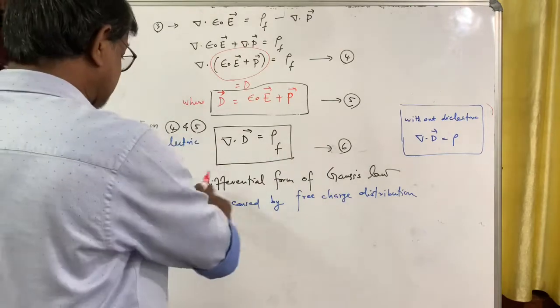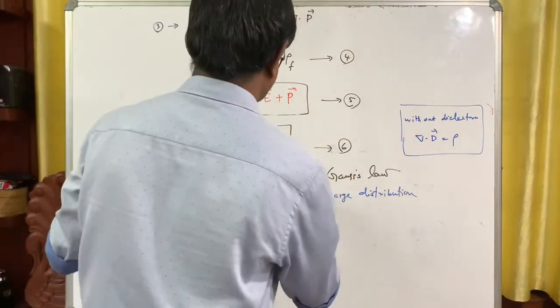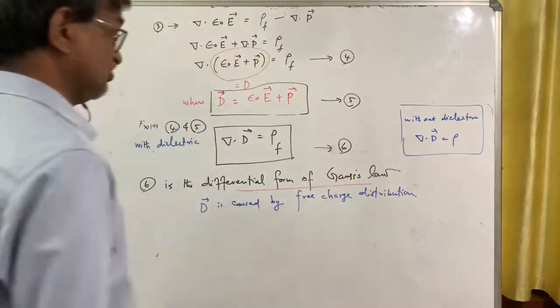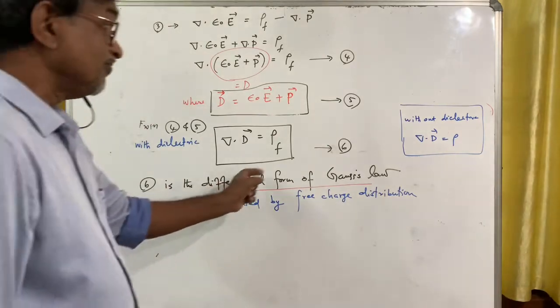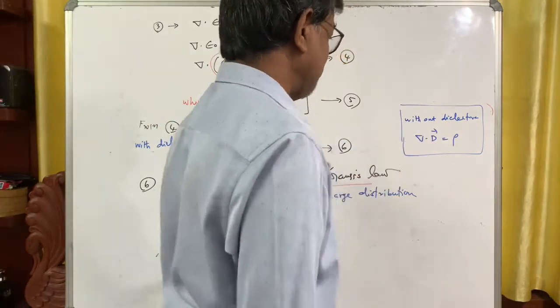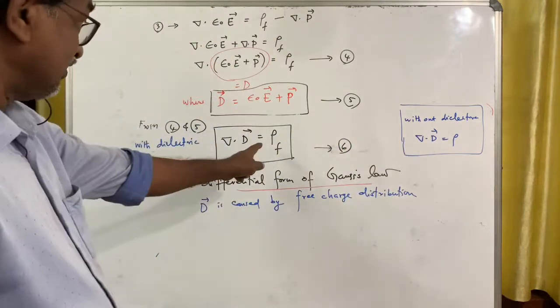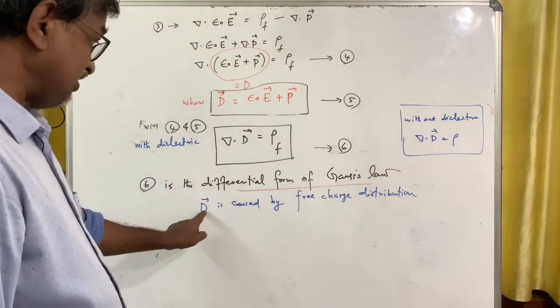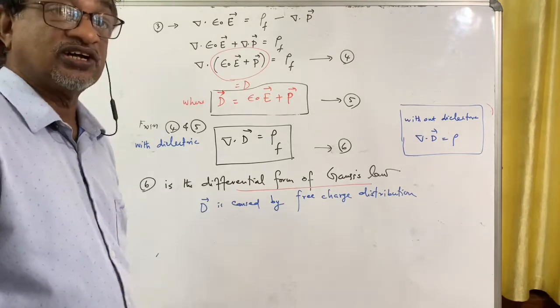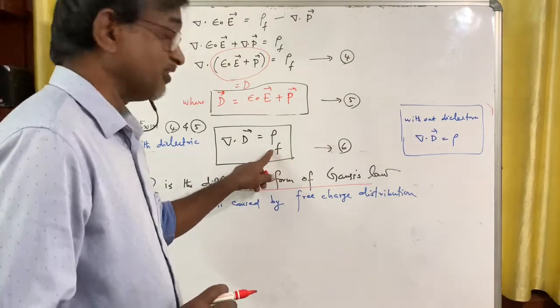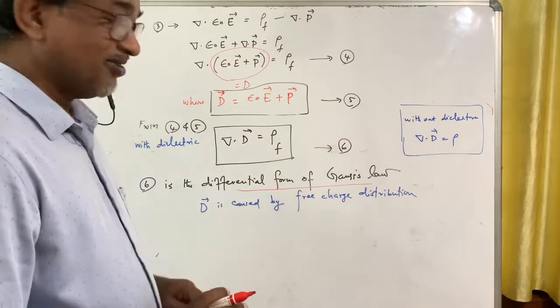So this is the differential form of Gauss's law in a dielectric. But if you remember, without a dielectric, the same equation is del dot D is equal to rho. And here the electric displacement vector D is caused by the free charge distribution, entirely due to the free charge distribution.